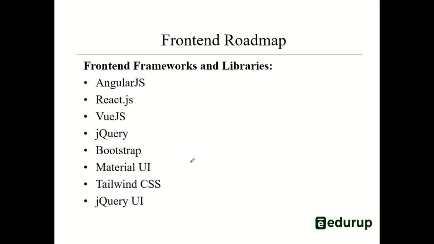Next, you understood about the front-end roadmap. In that front-end roadmap, we have some frameworks and libraries. What are the frameworks? AngularJS, React.js, Vue.js, jQuery, Bootstrap, Material UI, Tailwind CSS, jQuery UI. These all are available in the market. But in EduLoop, you are learning React.js and Tailwind CSS. These two we will include in our lessons.